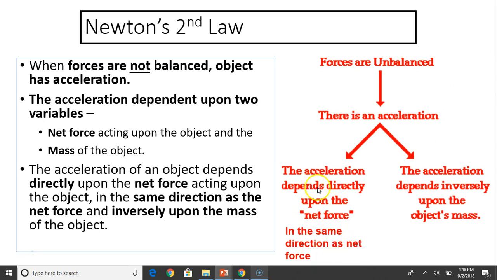You see, directly means when one increases, the other increases. When one decreases, the other decreases. The acceleration depends inversely upon the object's mass. That means when the mass increases, acceleration decreases. When mass decreases, acceleration increases.